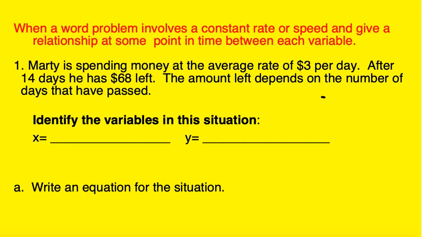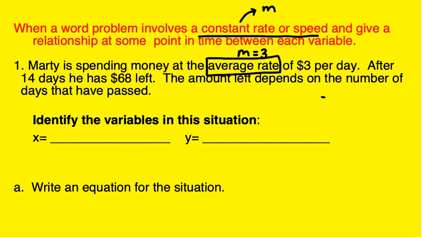All right. So we're going to start up our first one. When a word problem involves a constant rate or speed, so that's going to be our slope, we're going to be looking for words that tell me that, and a relationship at some point in time between each variables. Okay, so let's read the question. Marty is spending money at the average rate of $3 per day. So that word average rate already is telling me constant rate, same rate, so my slope is going to be 3. After 14 days, he has $68 left. The amount left depends on the number of days that have passed.